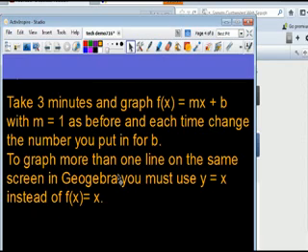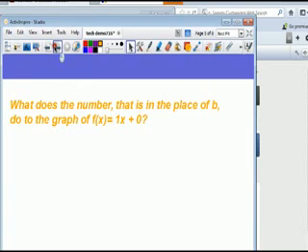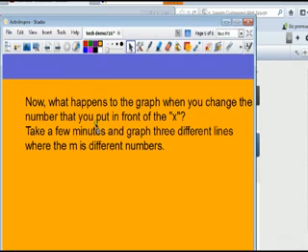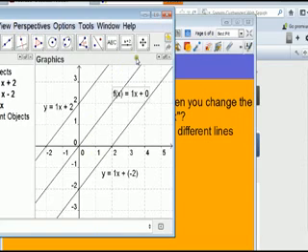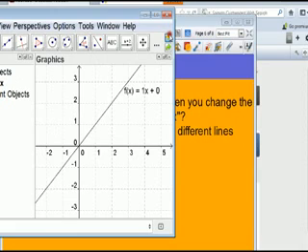The next thing we're going to do is graph the same lines but change the number that's in the position of the M. And we're going to back up, so that we have our original line. Now this time we're going to graph two other lines and just change this number right here.